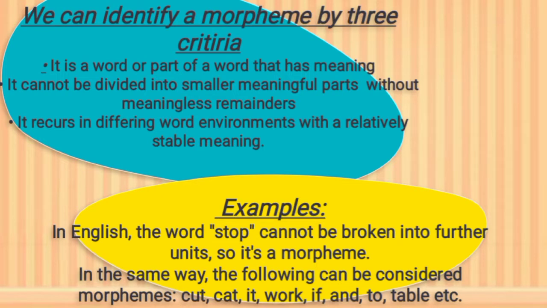Let's look at some examples. In English language, the word stop cannot be broken into further units, so it's a morpheme. In the same way, the following can be considered morphemes: cat, it, work, if, and, to, table, etc.